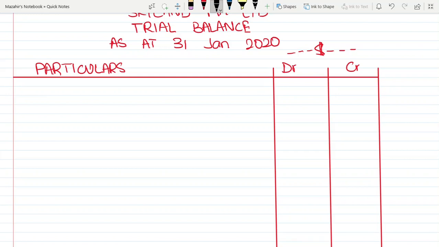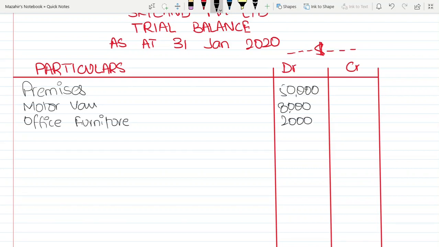So we'll start with the asset. The first asset is premises and it has a balance that is 50,000. It will be written on the debit side. After that, motor van 8,000 debit side. Then is our office furniture for 2,000. Then comes the computer for 3,000. Then comes the bank for 1,650.